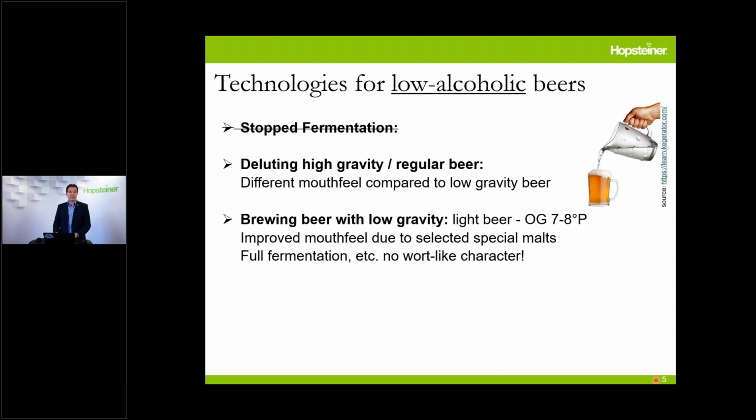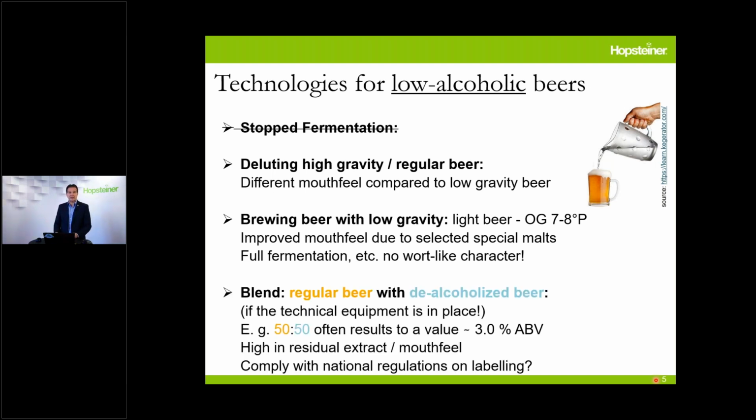So the best option for me is still to brew light beer right from the beginning with low gravity in the brew house, something in between 7 and 8 degrees Plato. That's comfortable for these beers with a good drinkability, and the mouthfeel is also okay. And yes, we have no wort-like character. We have a fully fermented beer. We can play a little bit with the malts, with special malts that give a little bit more mouthfeel, a little bit more character, and a little bit more body to these light products.